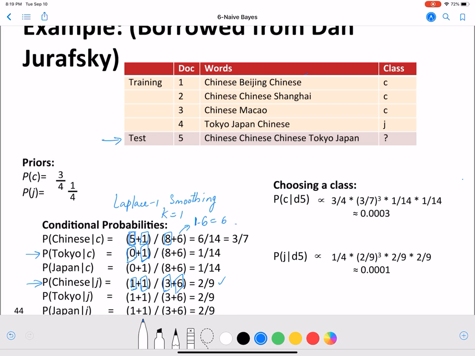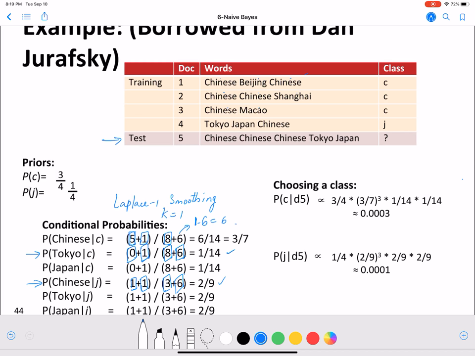In total we have 8 words across all Chinese documents. This is 1, 2, 3, 4, 5, 6, 7, 8, right? And then we have k is equal to 1, 1 times the cardinality of x across all documents in our entire training data set, which is 6. And we get 1 over 14. So 1 over 14 is a small number, right? It's not 0, but it is a negligibly small number.